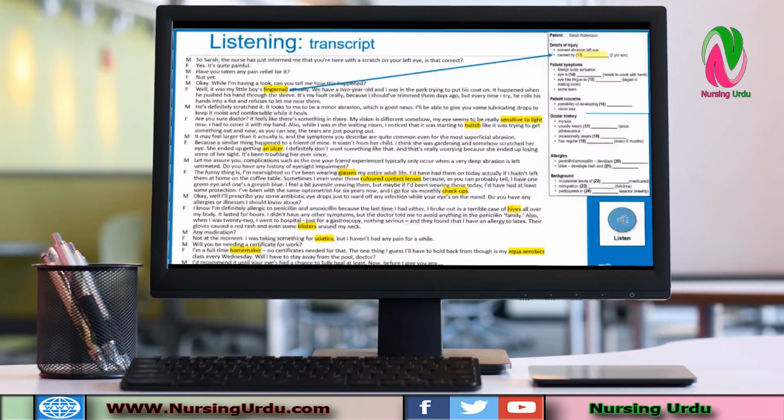Look at this next part. So she gives a lot of information here, and we need to be ready to know where the information we need to write down comes from.